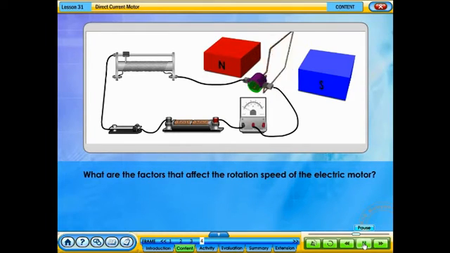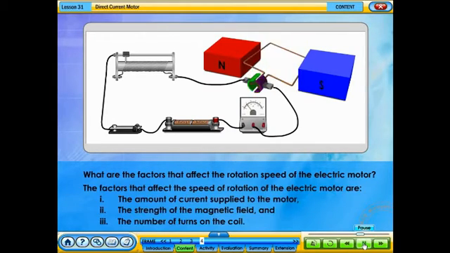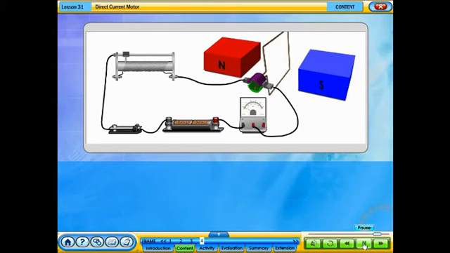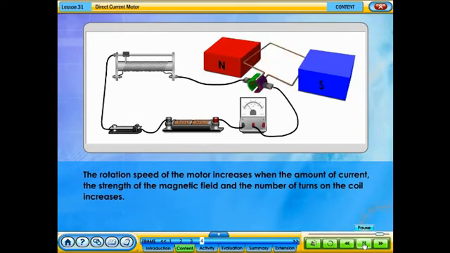What are the factors that affect the rotation speed of the electric motor? The factors that affect the speed of rotation of the electric motor are: 1. The amount of current supplied to the motor, 2. The strength of the magnetic field, and 3. The number of turns on the coil. The rotation speed of the motor increases when the amount of current, the strength of the magnetic field, and the number of turns on the coil increases.